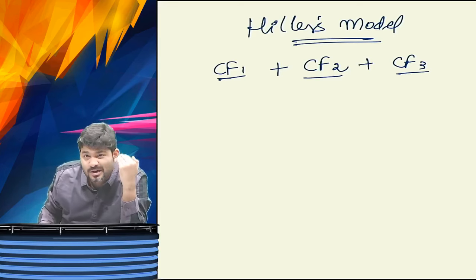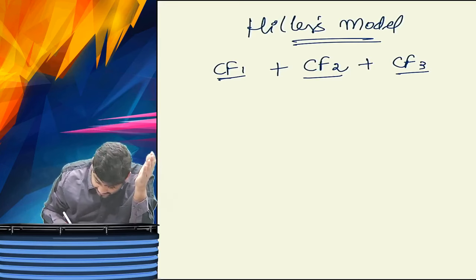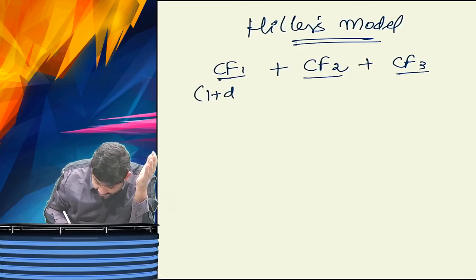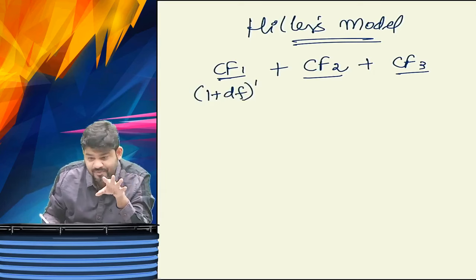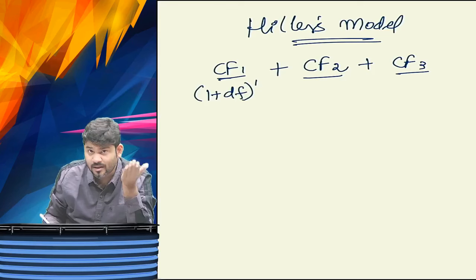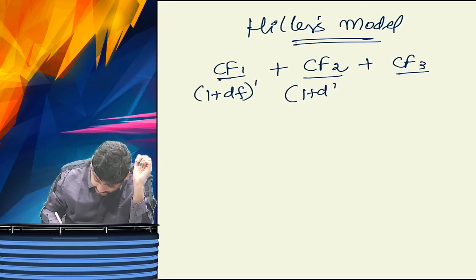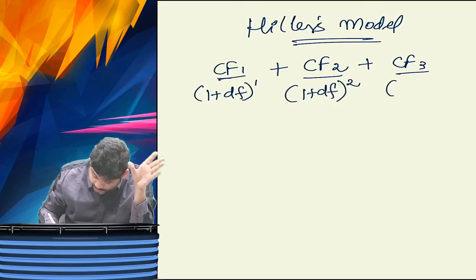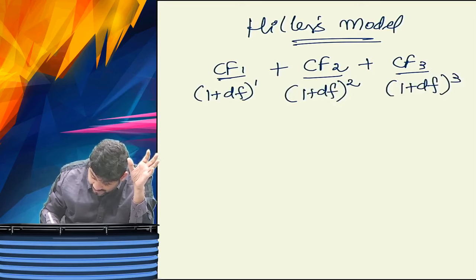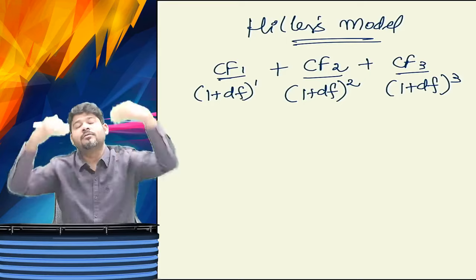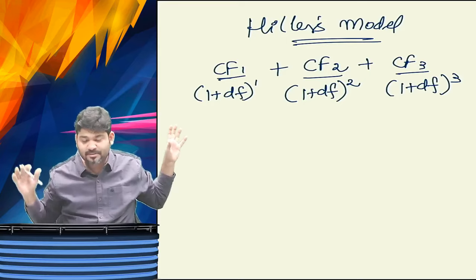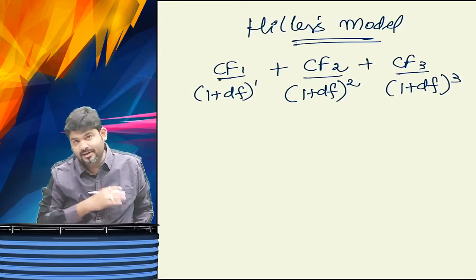What will you do? Can I say you will discount it? Correct. You will divide by 1 plus discounting factor raised to 1, and we will get the present value of cash flow after 1 year. Then 1 plus discounting factor raised to 2, 1 plus discounting factor raised to 3, and the third year's cash flow will also be brought to present value. All of you agree?